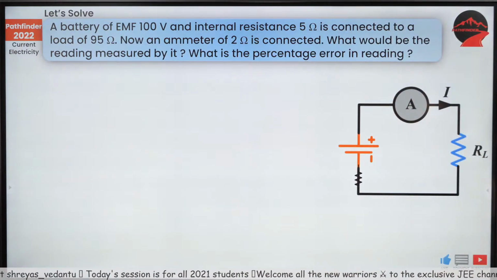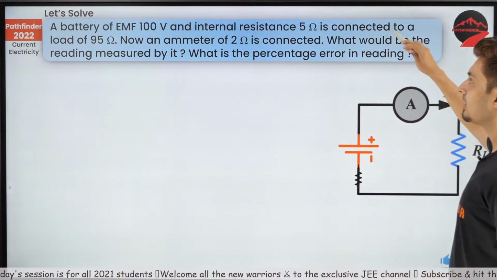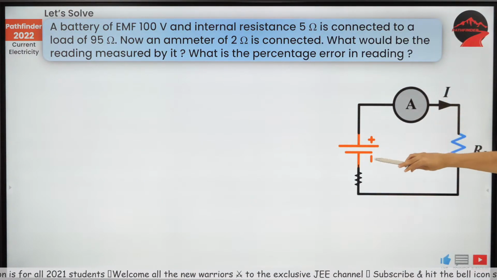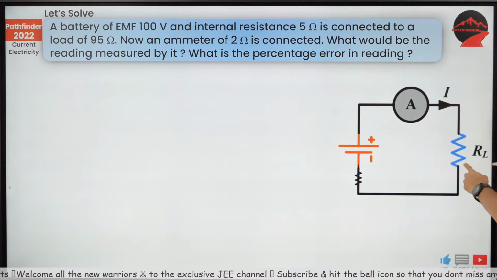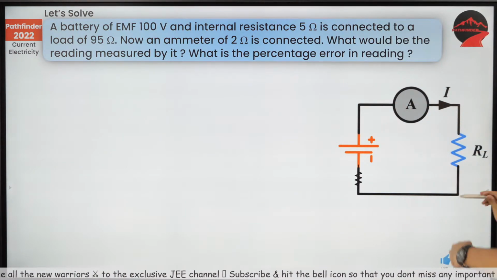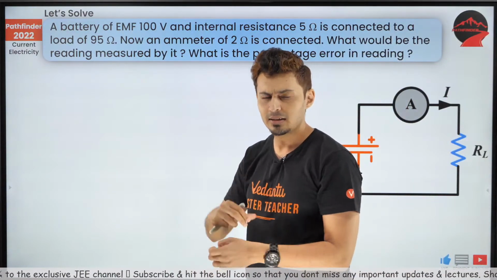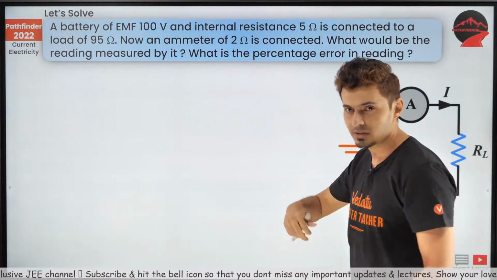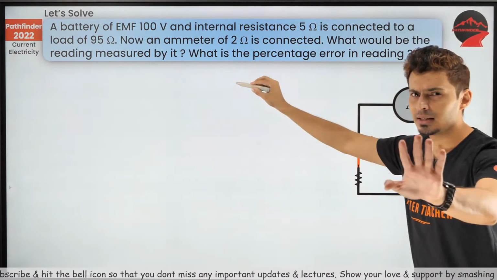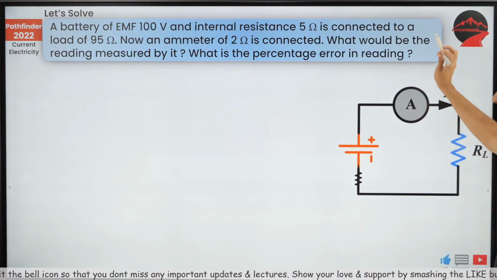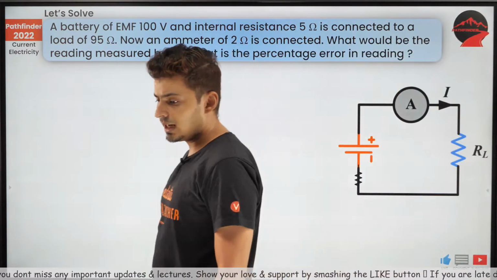Okay, let's solve this question for now. There is a battery of EMF 100 volts and the internal resistance is 5 ohms. It is connected to a load of 95 ohms. Now there is an ammeter. That means it's made of a galvanometer. The effective resistance is 2 ohms. You don't have to worry about it. Just think of it like a resistor having a resistance of 2 ohms. What would be the reading measured by it, and what is the percentage error in that particular reading?